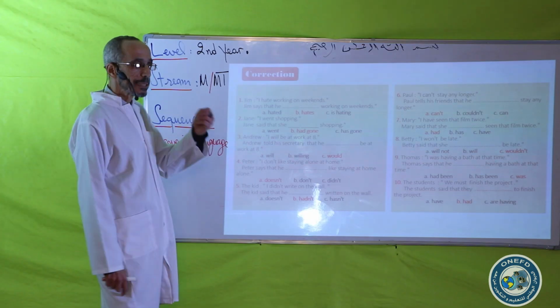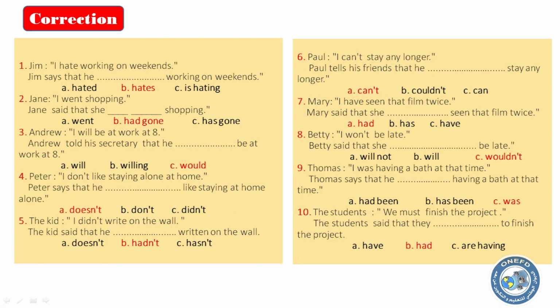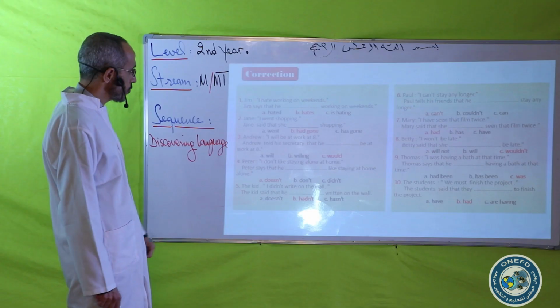Number three, Andrew. I will be at work at 8. Andrew told his secretary that he would be at work at 8. Why? Will here changes to would because the reporting verb is past.